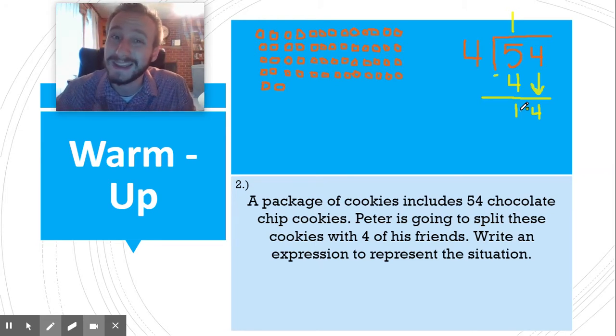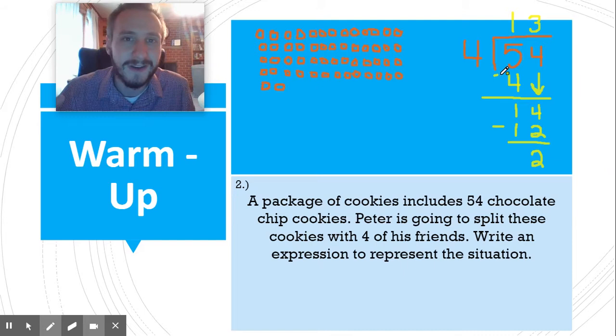So the closest we can get to 14 is 4 times 3, which gives me 12. So I'd write a 3 up top. And then I'd write a 12 down here. And then I still want to subtract. Okay, so that gives me a 2. So what this is telling me so far is that if I were to divide all of these cookies up for Peter's 4 friends, each friend would get 13 cookies, but there'd be a remainder of 2 cookies.